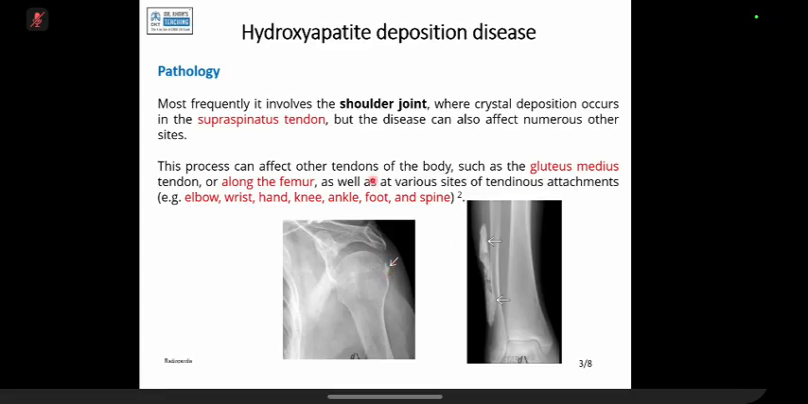For example, gluteus medius along the femur. This one is along the fibula, and they can be around various sites of tendinous attachments: elbow, wrist, hand, knee, ankle, foot, spine. Everything can happen.